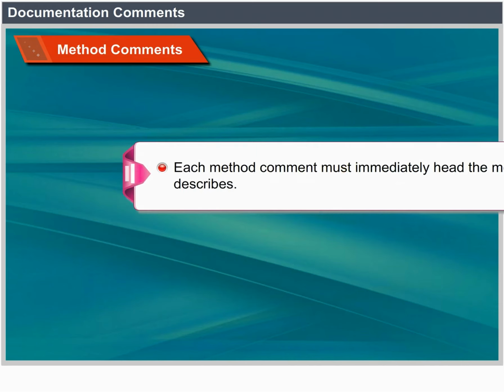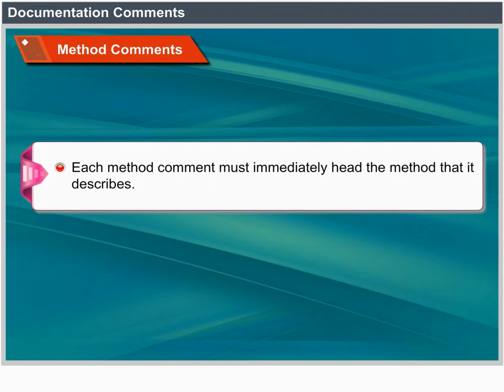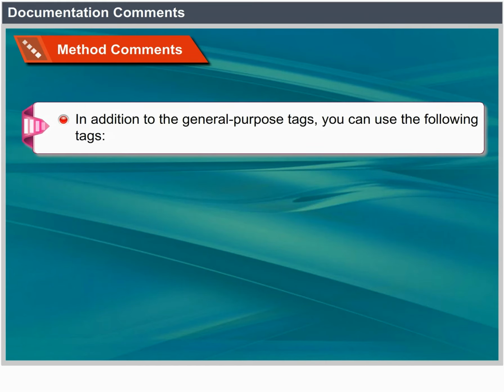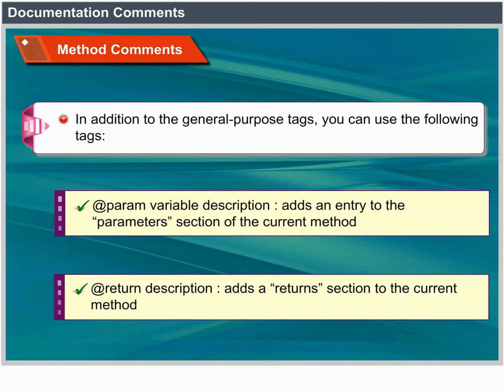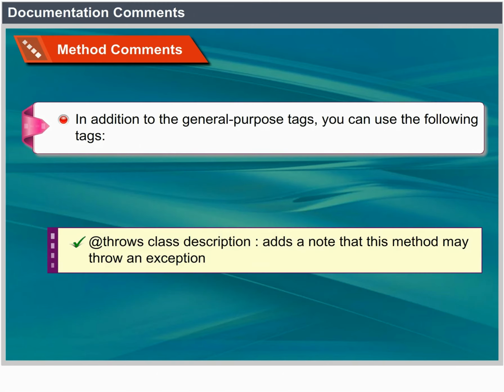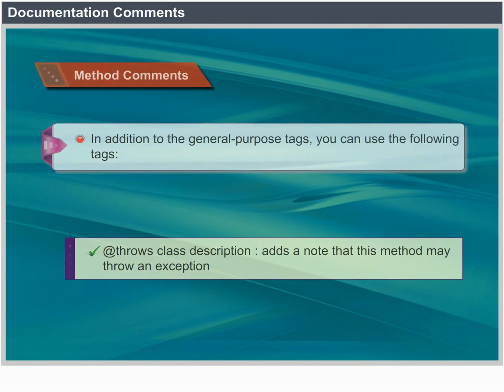Method comments. Each method comment must immediately precede the method that it describes. In addition to the general purpose tags, you can use the following tags: @param variable description, which adds an entry to the parameters section of the current method. @return description adds a returns section to the current method. @throws class description adds a note that this method may throw an exception.